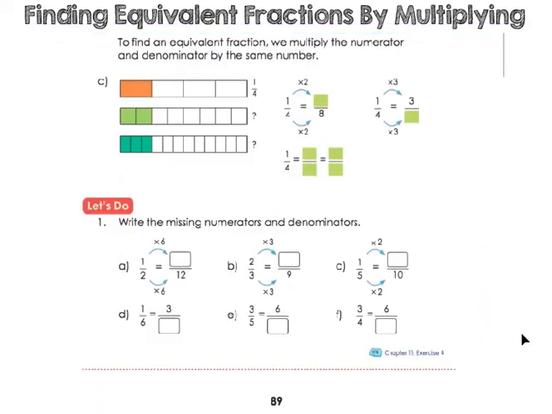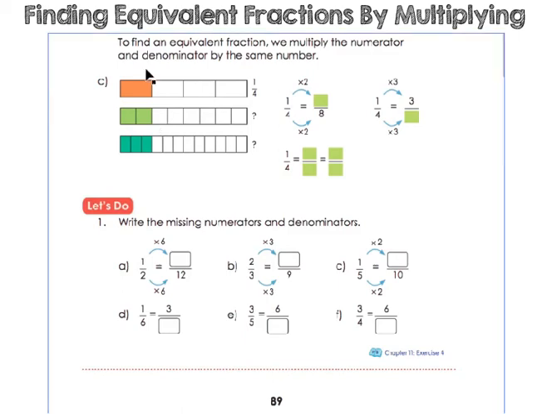Now, let's look at the last page you are going to answer in your book. Here also, they already did it with the pictures, but here they are still guiding you. If they multiply the top times 2, the bottom times 2. Top times 3, the bottom times 3. This part, you do it in your head, in your mind, okay? Like later here, you don't have to write it. Just do it in your mind.